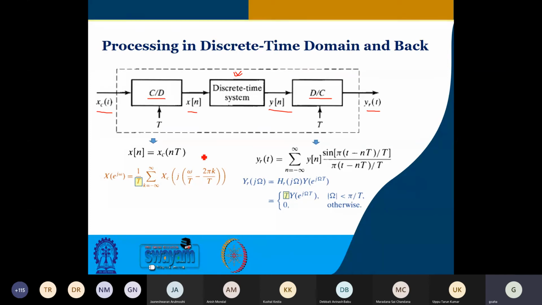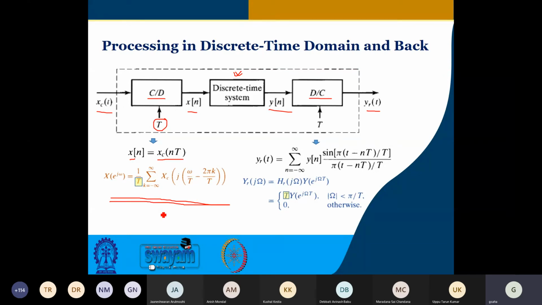Now, this xn is xc(nT) that we all know, where capital T is the sampling period. And X(e^{jω}), this is how it is related. You have already seen before. There is a factor of 1 upon T and many such instances, right? Repetition.